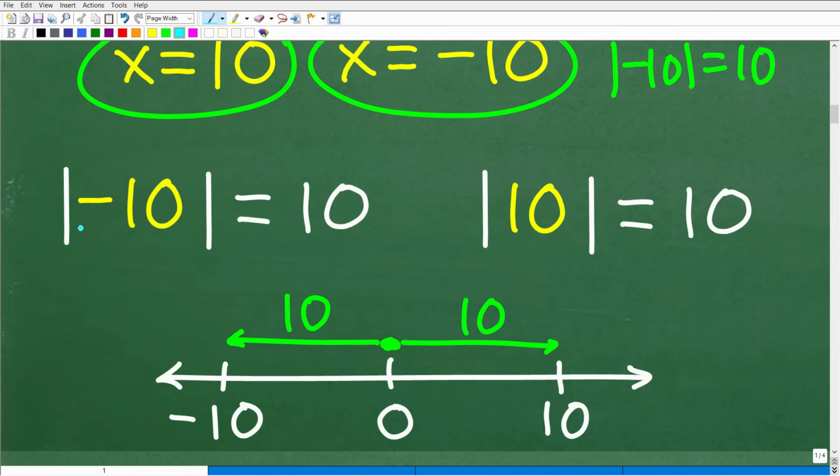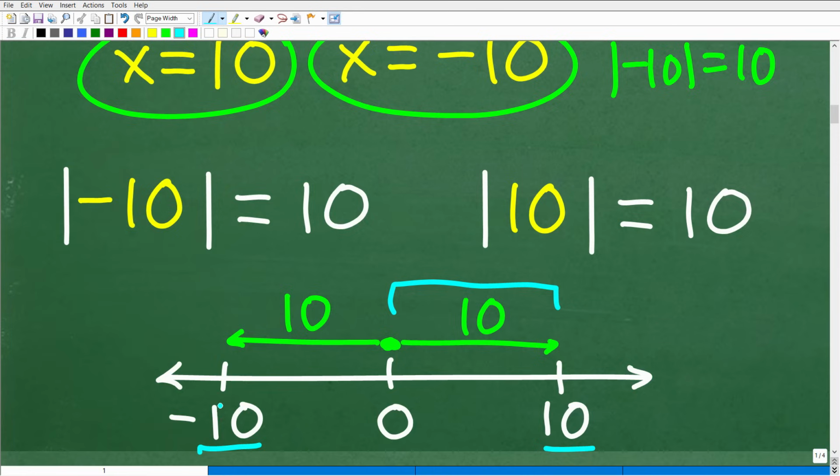So we just said that the absolute value of negative 10 is 10, and the absolute value of 10 is also 10. But why is that? Well, the absolute value, by definition, is the distance a number is from 0. Okay, so here's our little number line. Here is 10, and here is negative 10. How far is 10 from 0? Well, if you had a little tape measure or ruler, it would be 10 units away from 0.